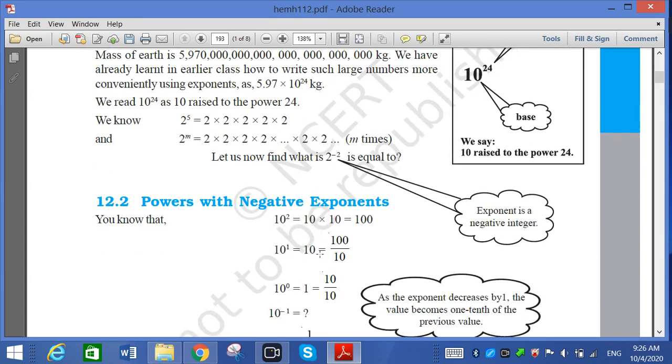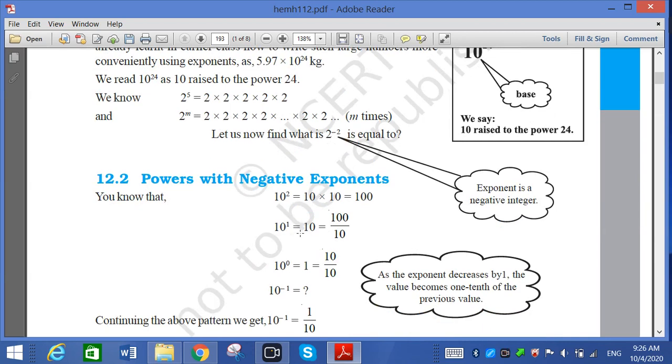Now one of today's topics is negative power, or negative exponent. What is the meaning of negative exponent? Here are some introductions. 10 to the power 2 is 100. 10 to the power 1 is 10. Now 10 to the power 0 is 1. And 10 to the power minus 1, I have to write as 1 upon 10 to the power 1.